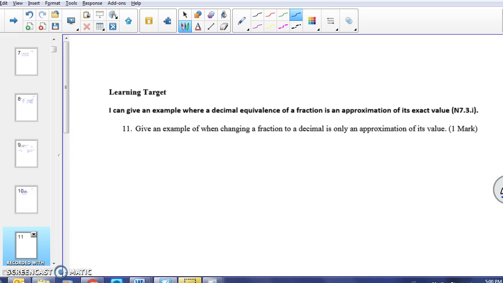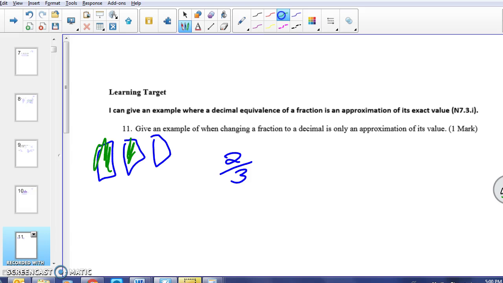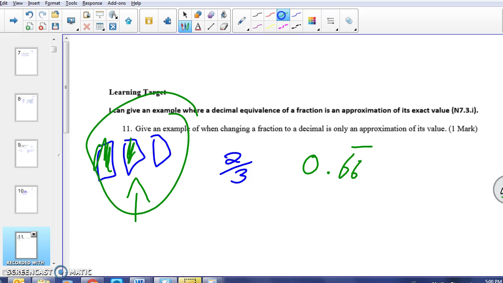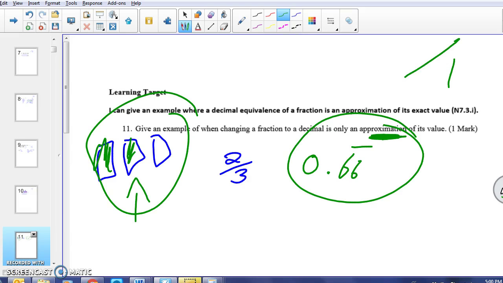Give an example of when changing a fraction to a decimal is only an approximation of its value. What we're talking about here is repeating decimals. So I know that 2/3 is an exact thing. If I had 3 candy bars, I can show you what it looks like to have 2 of them, and that is a concrete example that I can give you. But if I write 0.66 repeating, that doesn't truly show you what it is. This is a number that goes on forever and you can never really show, so it's only an approximation or an approximate value. So if you knew that and wrote something to that effect, give yourself a mark out of 1.